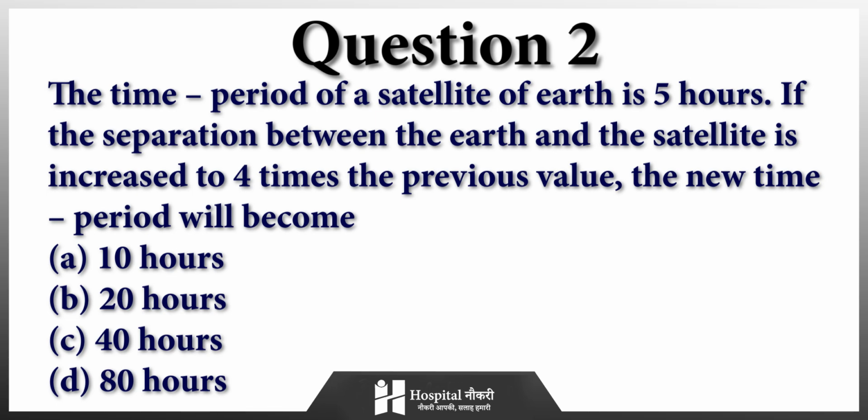Next question is, the time period of a satellite of Earth is 5 hours. If the separation between the Earth and the satellite is increased to 4 times the previous value, the new time period will become A 10 hours, B 20 hours, C 40 hours, D 80 hours. Correct option is C, 40 hours.